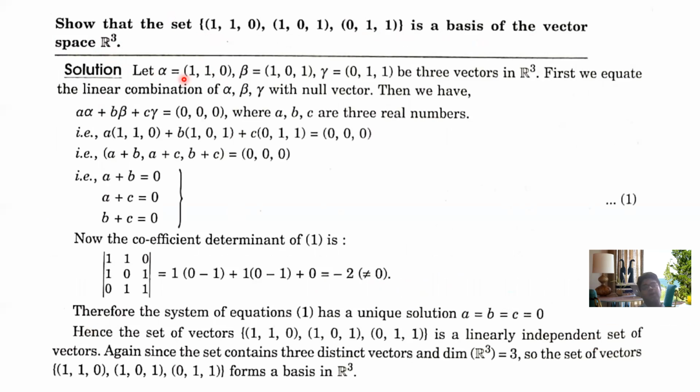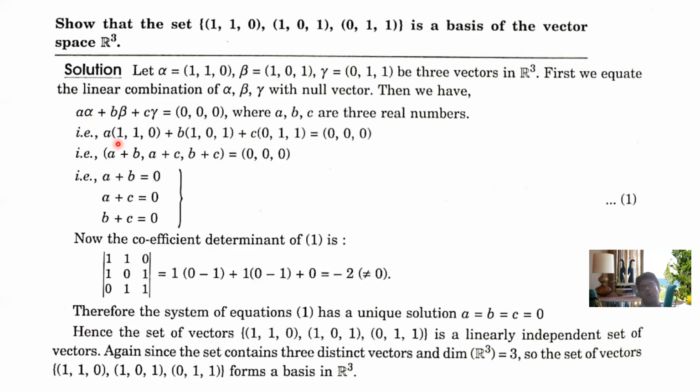Let alpha equal 1 1 0, beta equal 1 0 1, and gamma equal 0 1 1 be three vectors of R cube. First we equate the linear combination of alpha, beta, gamma with the null vector. Then we have A alpha plus B beta plus C gamma equal to 0 0 0, where A, B, C are three real numbers. What is our objective? First linearly independent, then whether it can span or not.